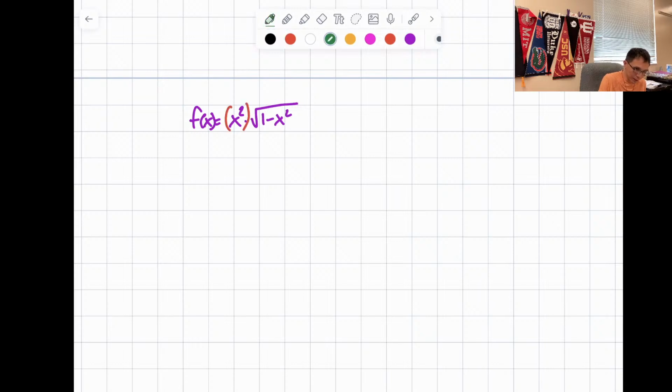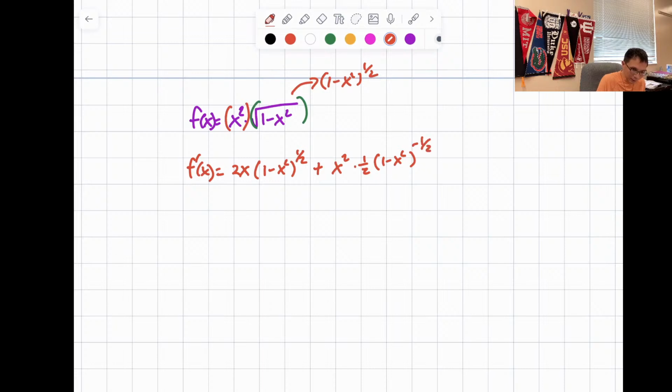So this is the green part. I want to take a derivative of this. The derivative of this is going to be 2x. Is that okay? And then I'm going to write it in rational exponent form. Plus x squared, and this part is going to be 1 minus x squared to the 1/2. So it's going to be 1/2 times 1 minus x squared to the negative 1/2 times negative 2x. And that's my derivative. Are there any questions here so far?